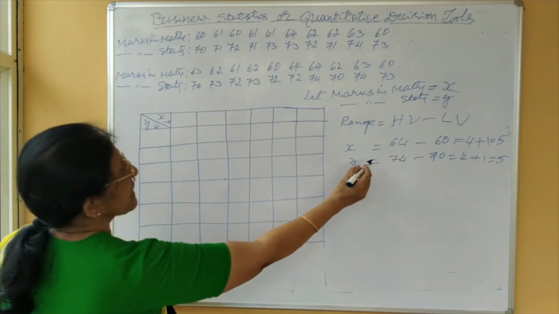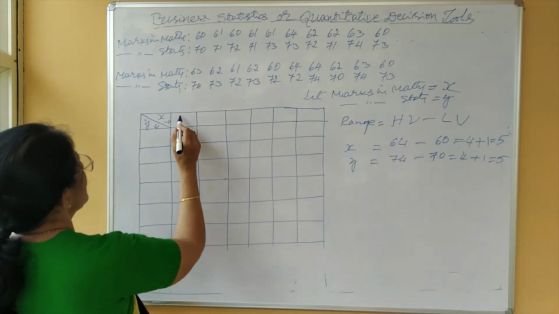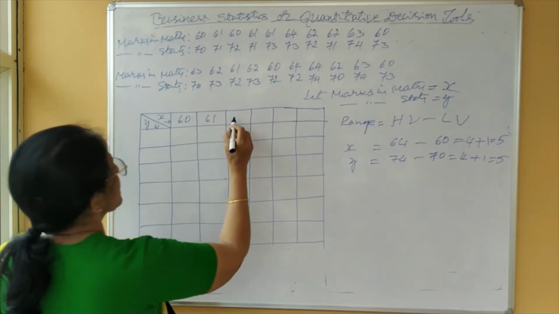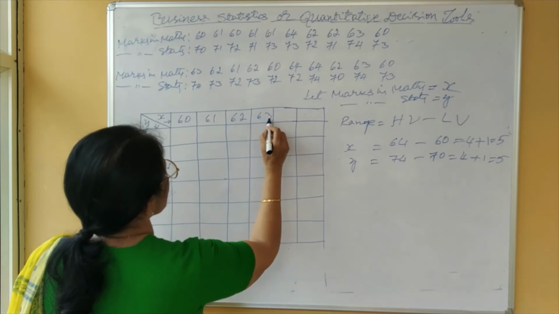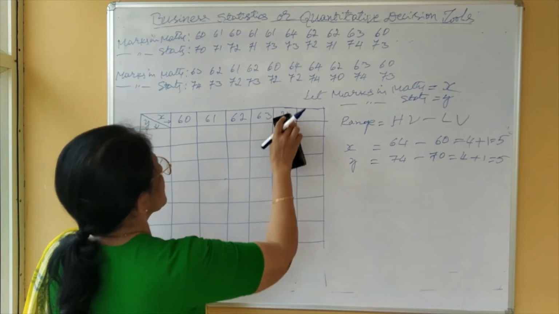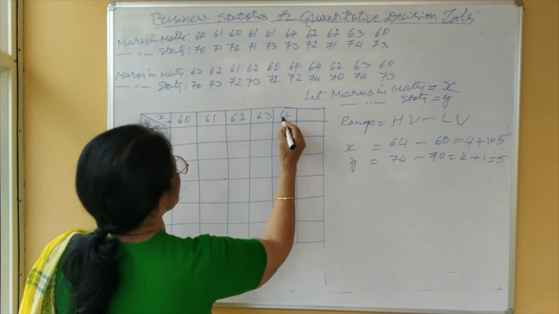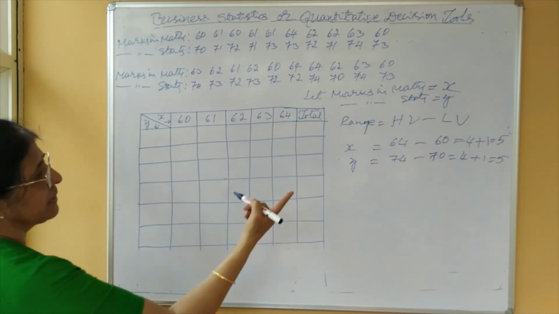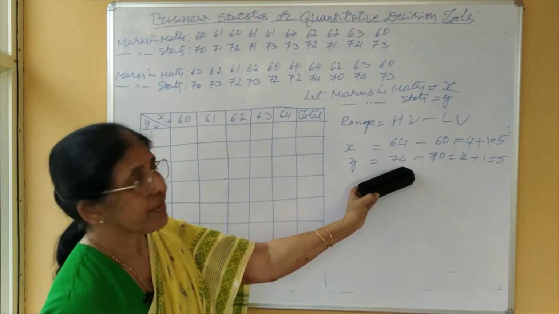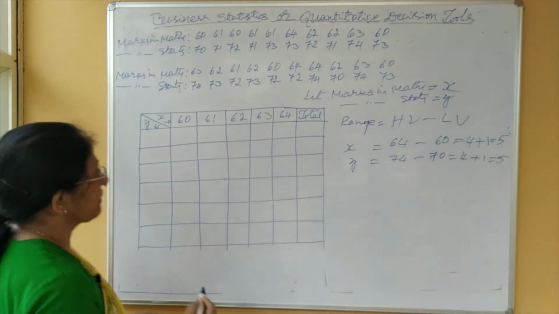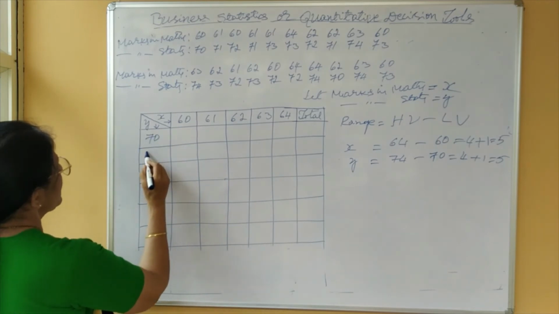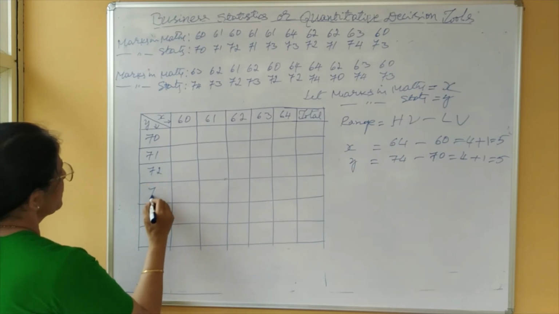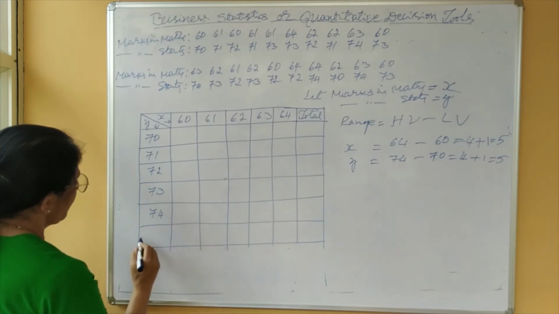Okay, here x, the lowest value is 60. You start from 60 and take continuously up to the highest value: 61, 62, 63, 64, total. Okay, now among variable y, the lowest value is 70. Start from 70 and take continuously up to 74: 71, 72, 73, 74, total.